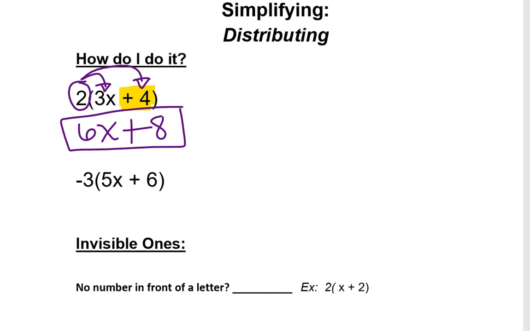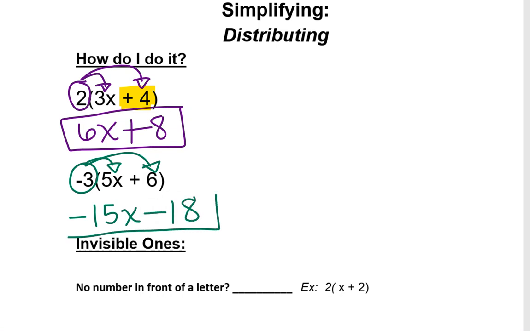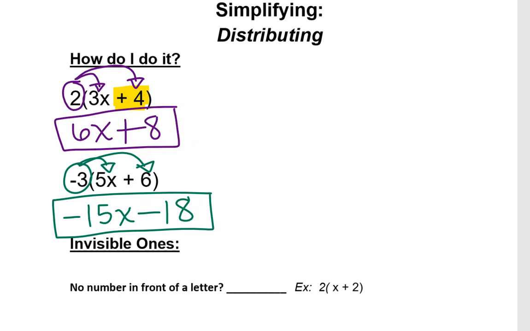My next problem is negative 3 times 5x, that is negative 15x. Then I have negative 3 times a positive 6, that gives me negative 18. So my simplified expression is negative 15x minus 18. And the same rule as before applies. What do you do when there's no number in front of a letter? There's no coefficient. You put that 1 right there.